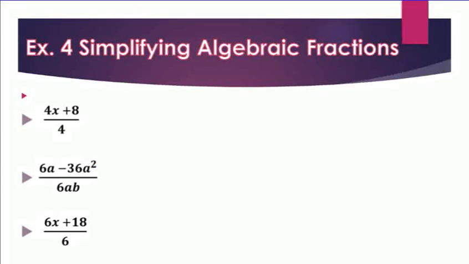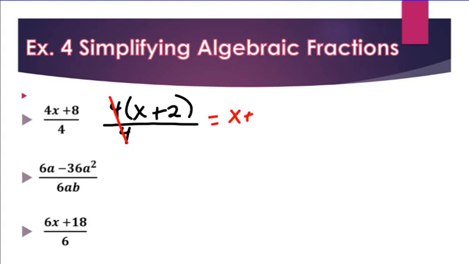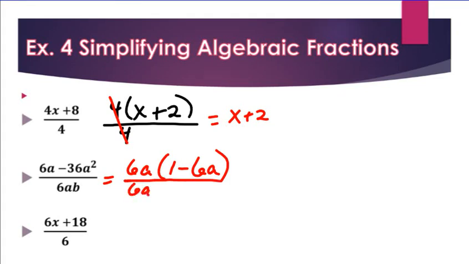And the next one here, I can divide a 4 out. That leaves me with x plus 2 in the numerator. I can divide a 4 out in the denominator. The 4's cancel out, and I'm left with x plus 2. Next one here, I can take a 6a out. That leaves me with 1 minus 6a, because 36a squared divided by 6a is 6a. I can take the 6a out on the bottom and I'm left with b. The 6a's cancel out, and I'm left with 1 minus 6a divided by b.